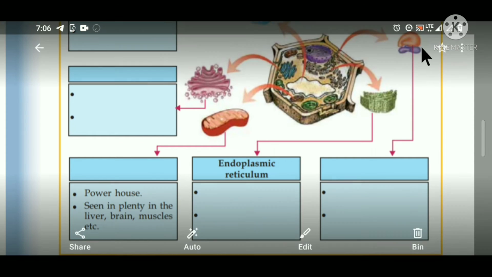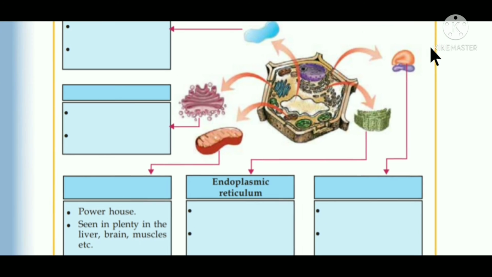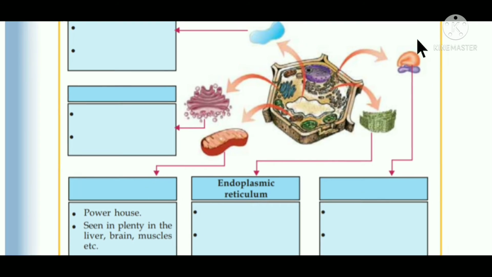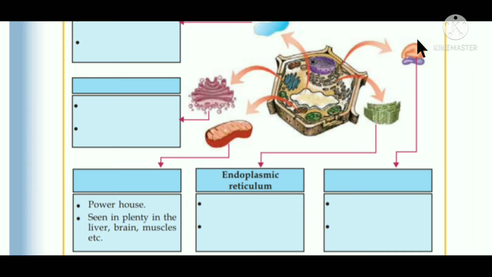You can see two subunits here, na? Two subunits, a large one and the smaller one. What is it? It is ribosome. Clear? Then what's the function of a ribosome?